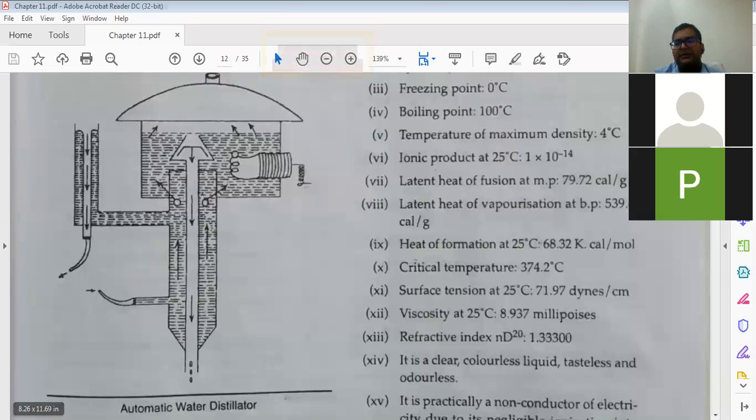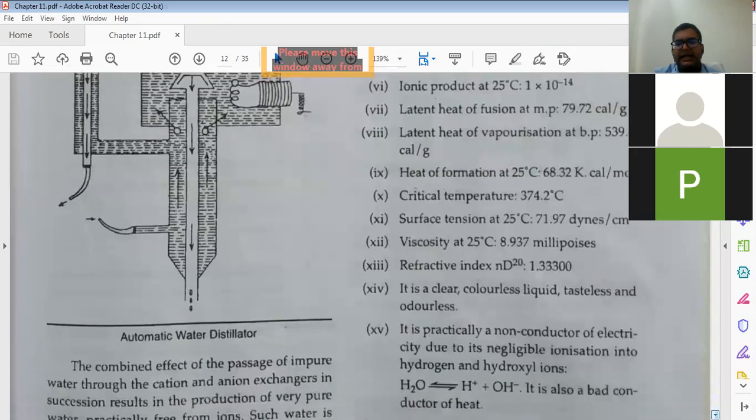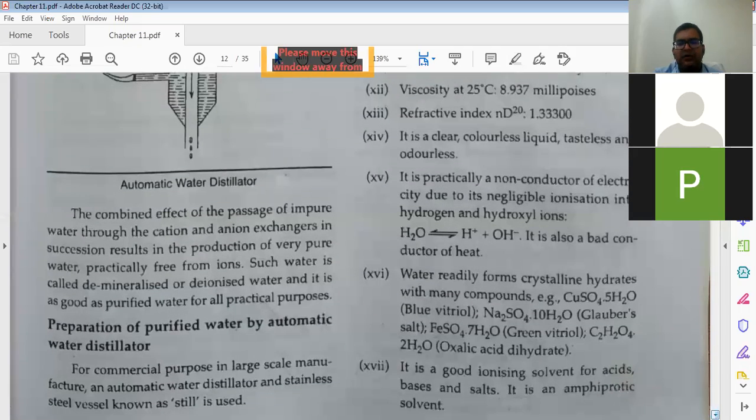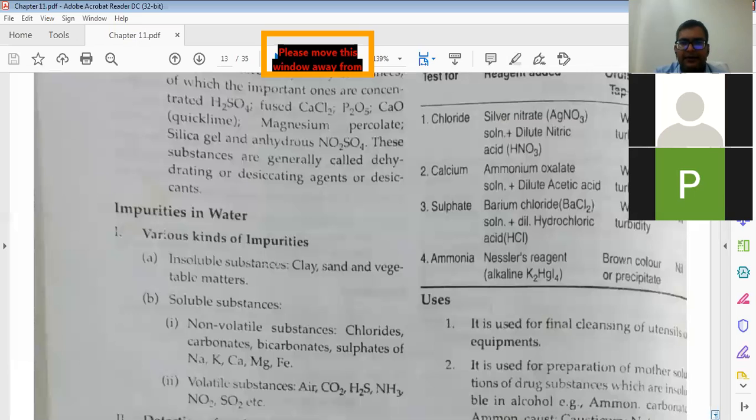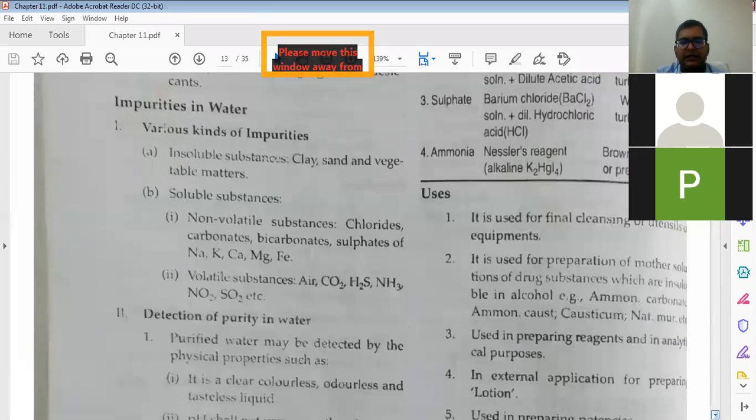The next part is our alcohol part, which we can see next time. For alcohol, the preparation of alcohol and the cleaning process you also have to remember. Purification, and testing for chlorides, calcium, sulfates, ammonia. All these things you also need to remember and need to know.